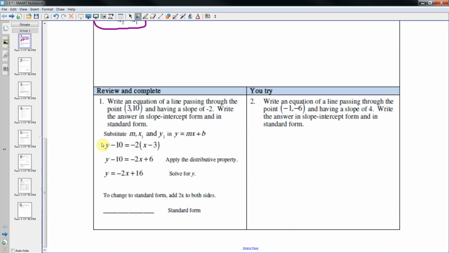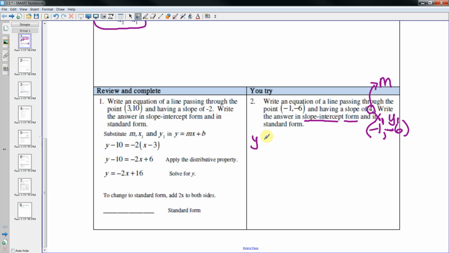Write an equation of a line passing through (-1, -6) and a slope of 4. Now, I didn't do this above, but it asked me to put the answer in slope intercept form and then also in standard form. So I'm going to show you how to put this in standard form as well. I'll do the example over here on the left after I do the second one. Alright, so if I've got (-1, -6), that's going to be my x1, y1, and my slope, the 4, is going to be my m.